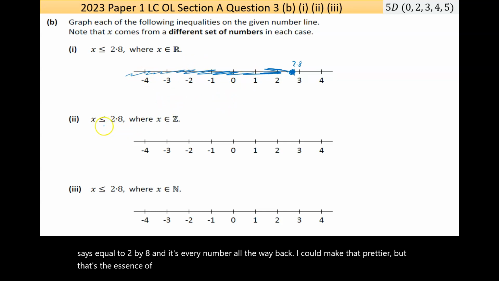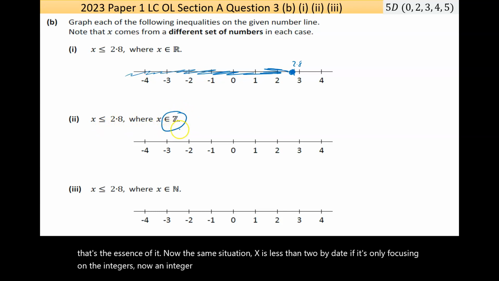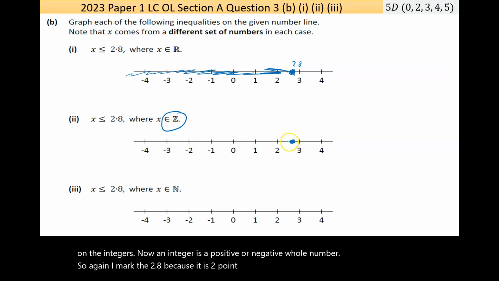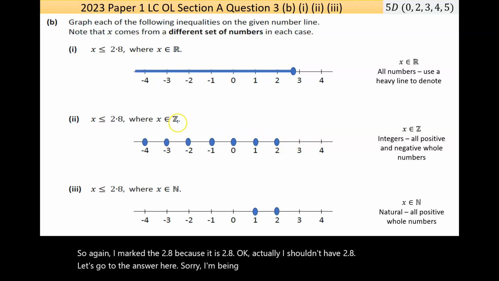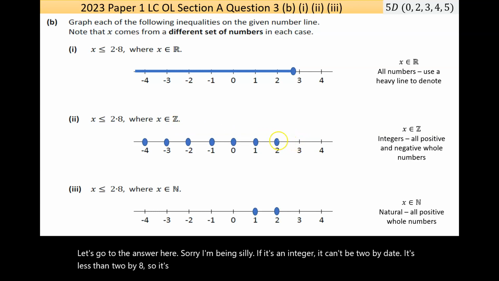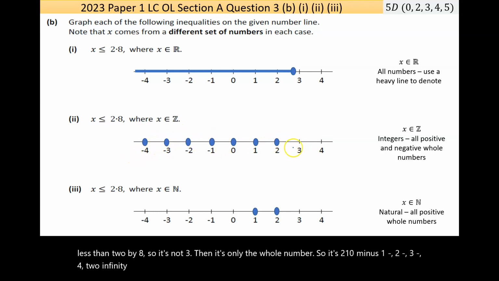Now, the same situation, x is less than 2.8. If it's only focusing on the integers, now an integer is a positive or negative whole number. So again, I mark the 2.8... Okay, actually I shouldn't mark 2.8. Let's go for the answer here. Sorry, I'm being silly. If it's an integer, it can't be 2.8. It's less than 2.8, so it's not 3. Then it's only the whole numbers, so it's 2, 1, 0, minus 1, minus 2, minus 3, minus 4, to infinity. Okay, so my bad.